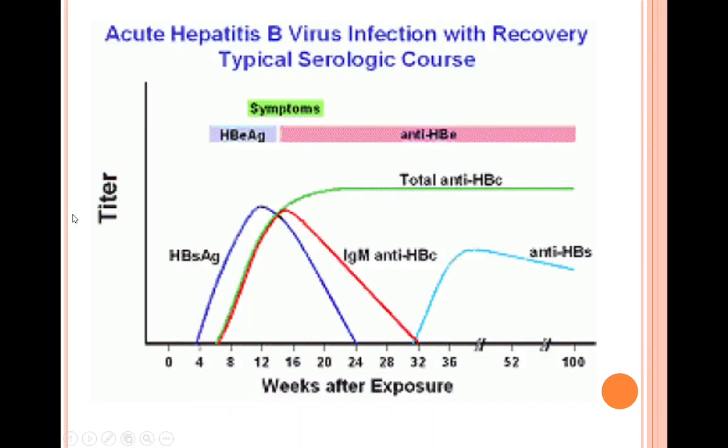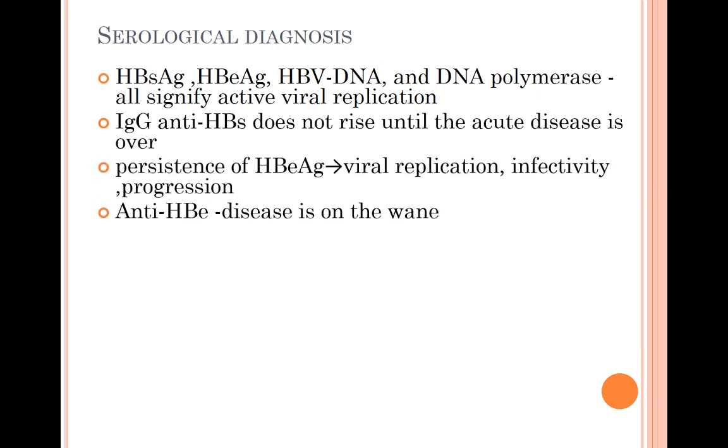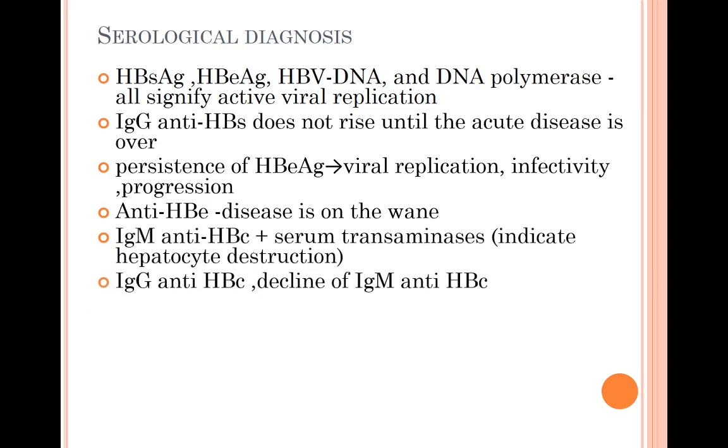I hope you noticed that this is the HBsAg. As long as the antigen is positive, the antibody will not be there, and there's a gap here, and then the antibody to the HBsAg will start increasing. That is what they mean here, that the IgG anti-HBs does not rise until the acute disease is over. If HBe antigen persists, it means that the virus is replicating, the infectivity is high and there is progression of the disease. If you have antibody to HBe, it means the disease is on its wane.